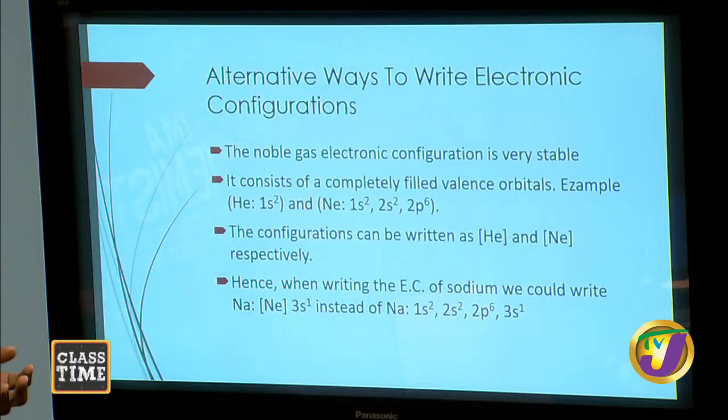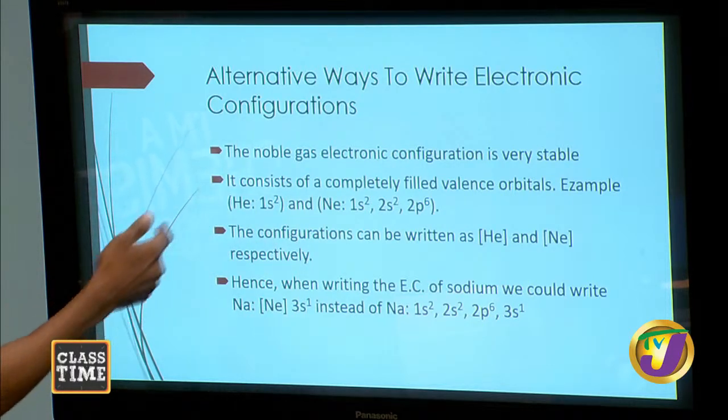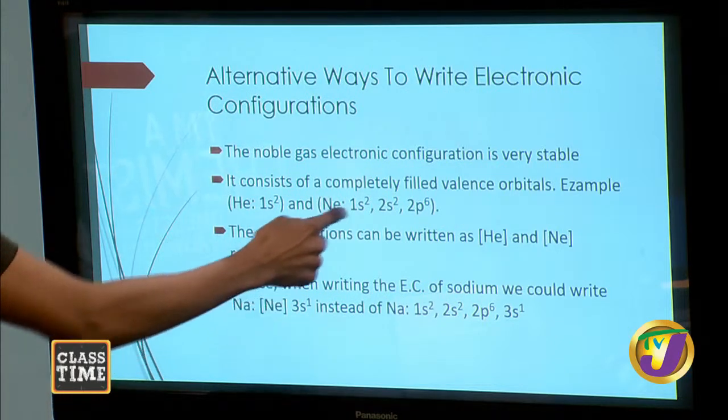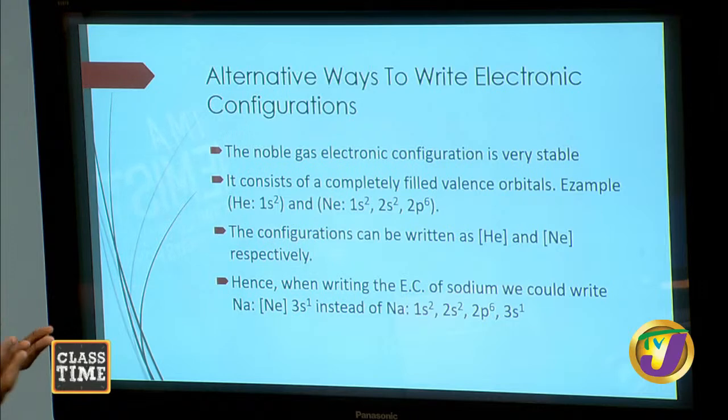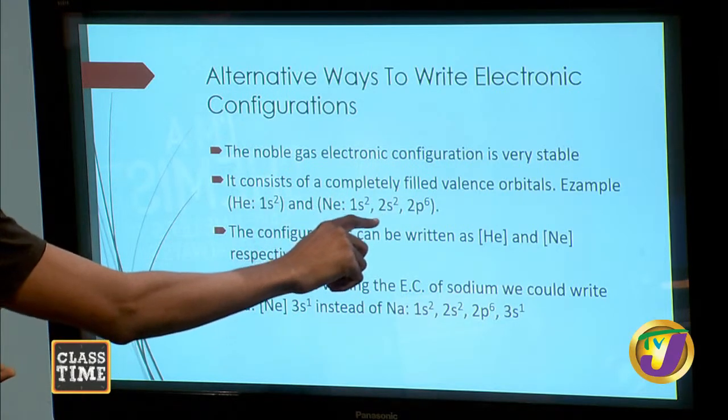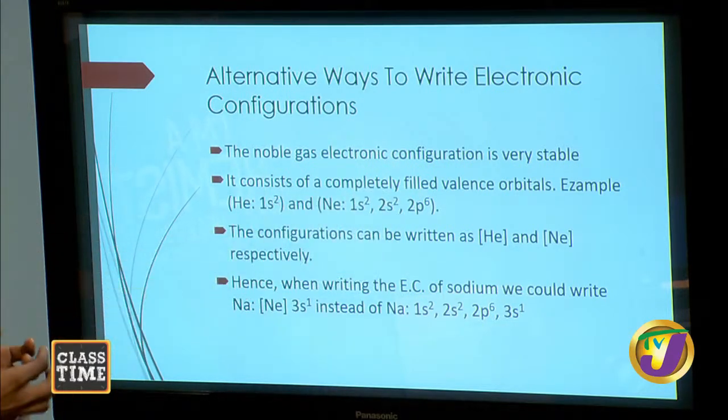Neon is another noble gas. And its valence energy level is the n equals 2 level. And its orbitals at that n equals 2 level are completely full because the s has 2 electrons, the p has 6. Thus, it is very stable.